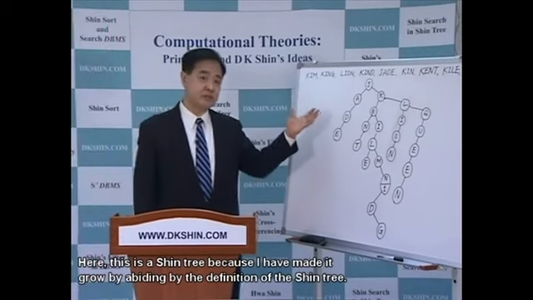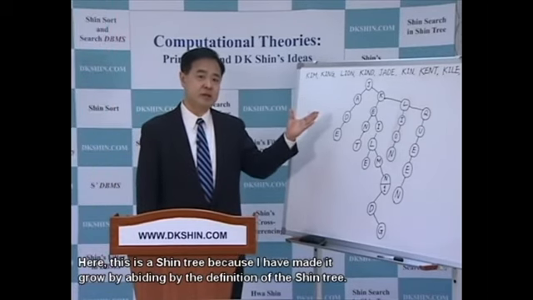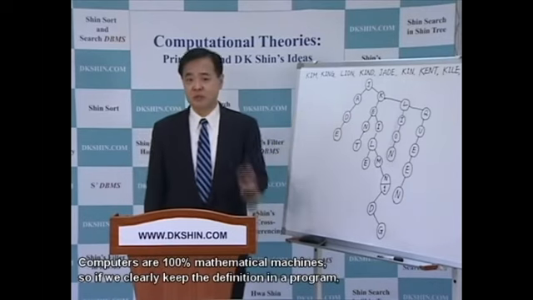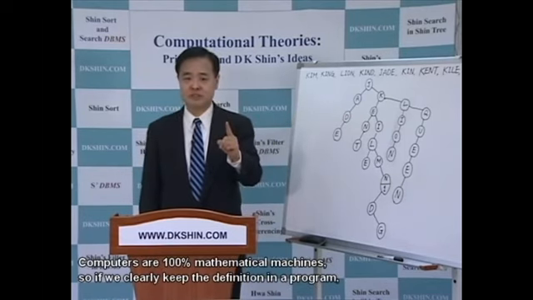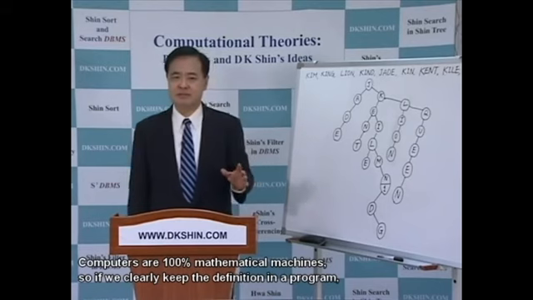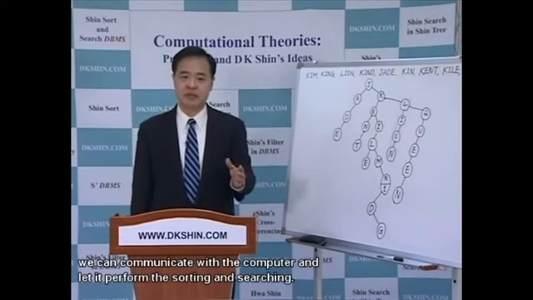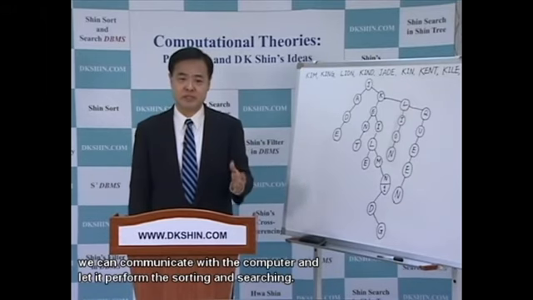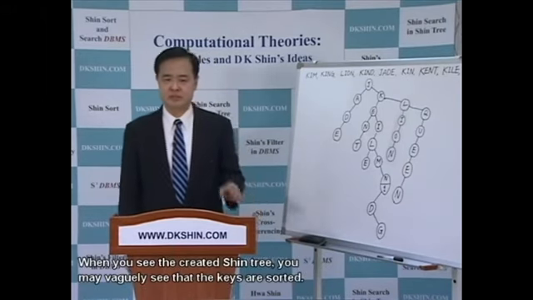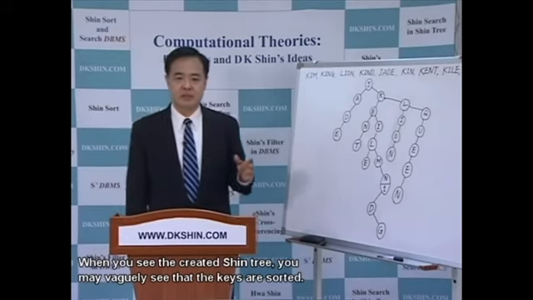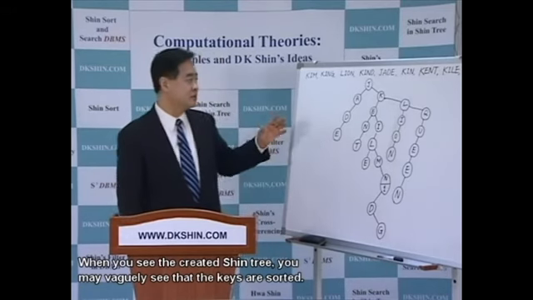Here this is a Shin tree because I have made it grow by abiding by the definition of the Shin tree. Computers are 100% mathematical machines. So if you clearly keep the definition in a program, you can communicate with the computer and let it perform the sorting and searching. When you see the created Shin tree, you may vaguely see that the keys are sorted.